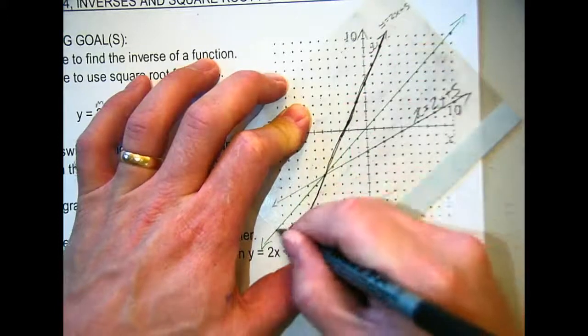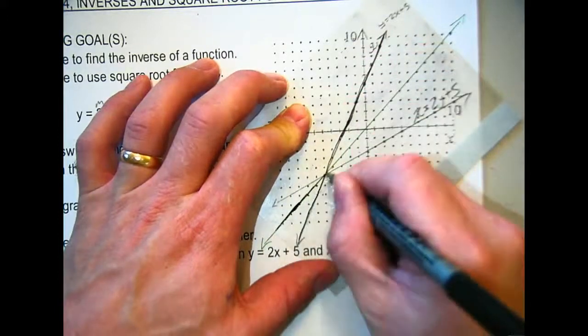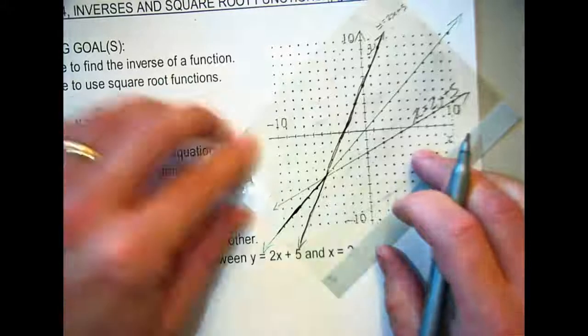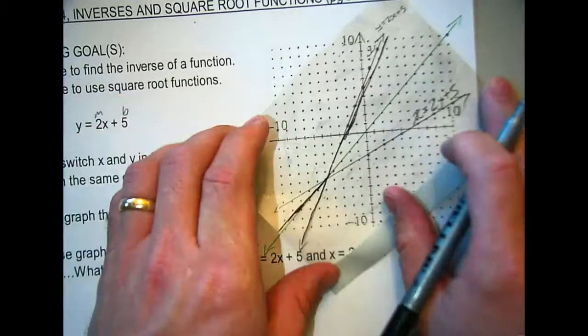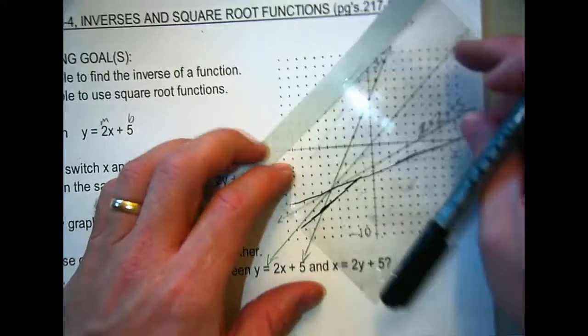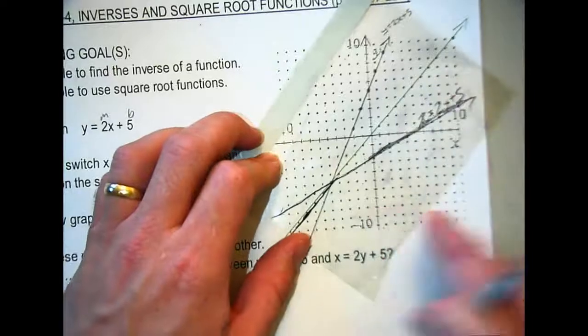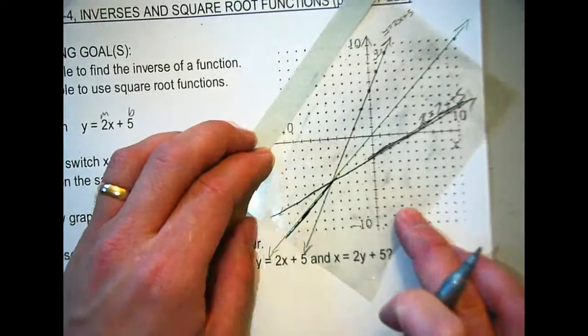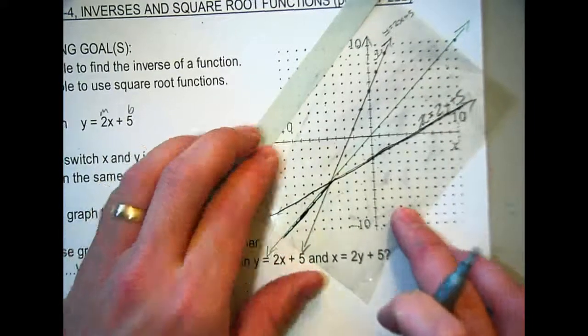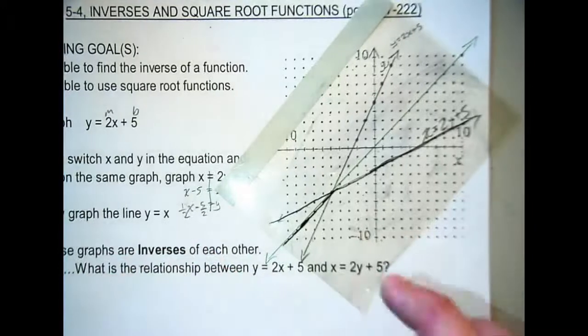And I'm just going to trace in a part of the line of reflection here, at least up to there. Now, notice if I flip that over the line of reflection, I'm now at that line. Whoa. We line them up. It's a reflection. An inverse, graphically, is a reflection over the line y equals x.